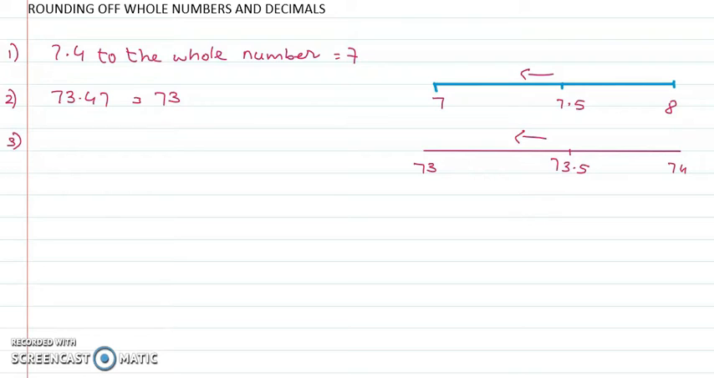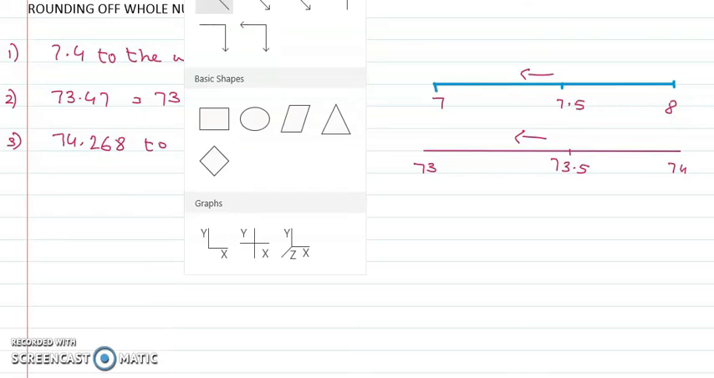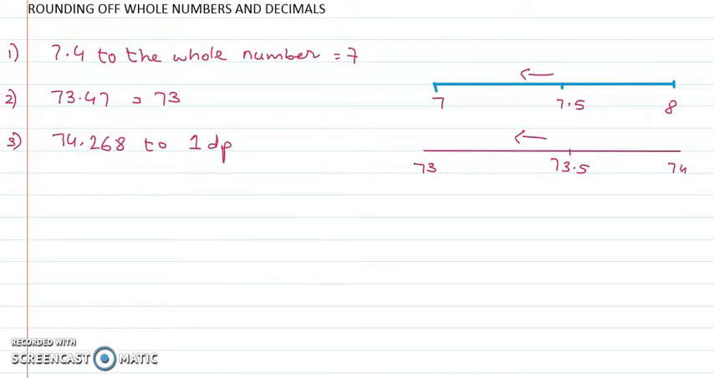So I need to round off my number 74.268 to one decimal place. I'll be taking decimal place as dp. Okay, so let me show you this on the number line, how it works.